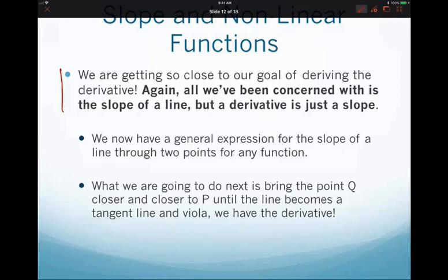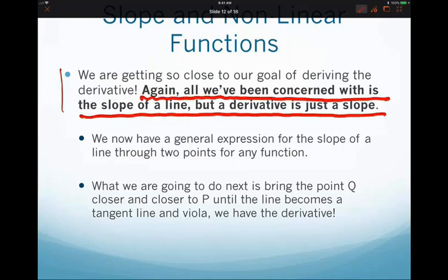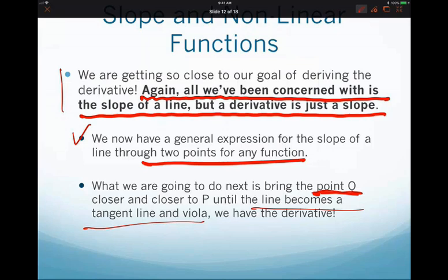And again, all we've really been concerned about is the slope of a line. Again, derivative, just the slope of a line. But now what we have is a general expression for the slope of a line through any 2 points of any function. And the last step, what we're going to do is now bring point Q, this is what we've been saying we do all along. We're going to slowly take Q and move it closer and closer to P until the line becomes a tangent line, and that's when, voila, we will have the derivative.